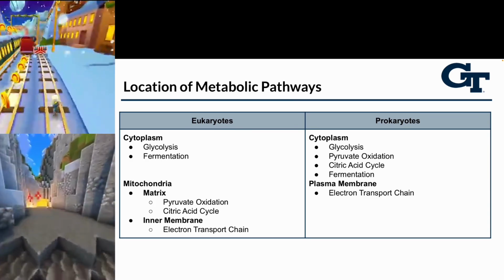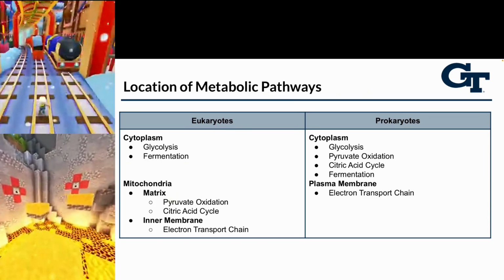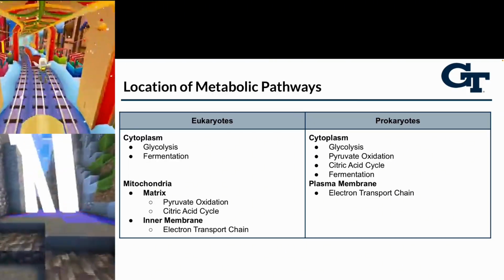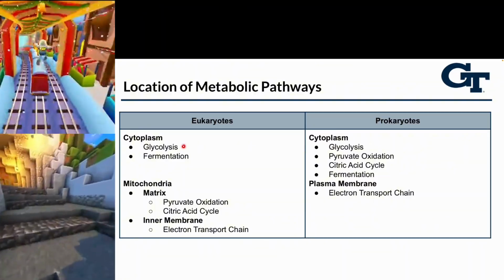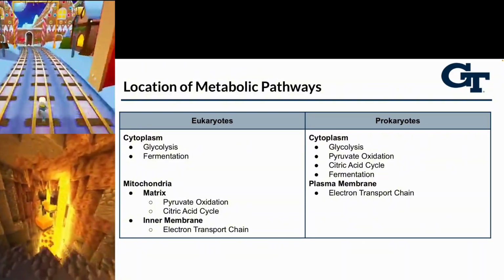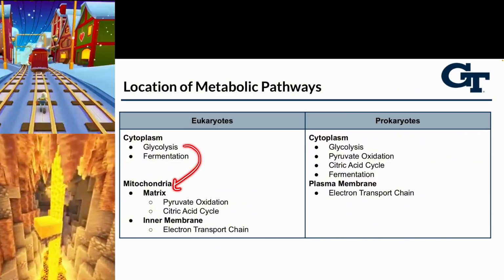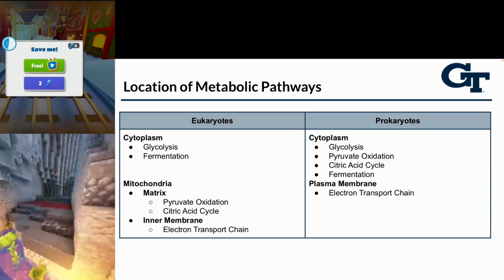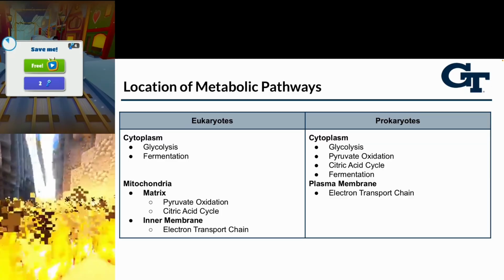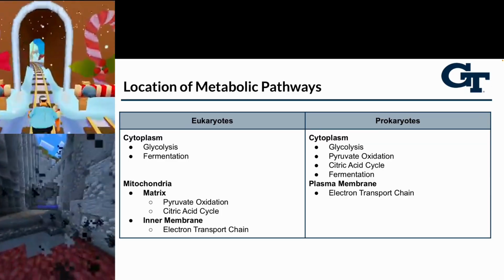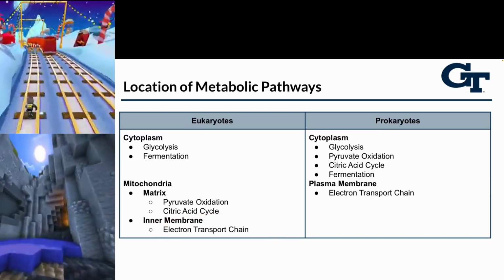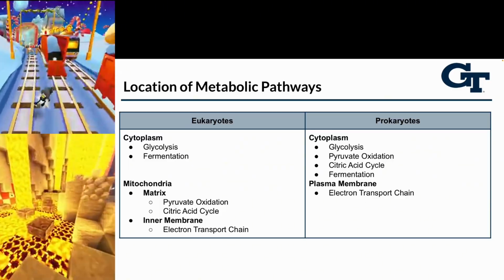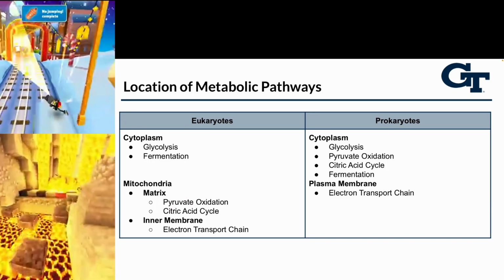So where are all these processes located? Well, in eukaryotes we have both the cytoplasm and then the mitochondria with a bunch of membranes. In the cytoplasm, that's where glycolysis and fermentation are going to take place, but then we import the pyruvate product to the mitochondria, and we perform pyruvate oxidation and the citric acid cycle in the mitochondrial matrix. And then even further within, that's when we perform the electron transport chain, because recall that in order to pump a proton, we need a membrane, so that happens in the mitochondrial inner membrane.